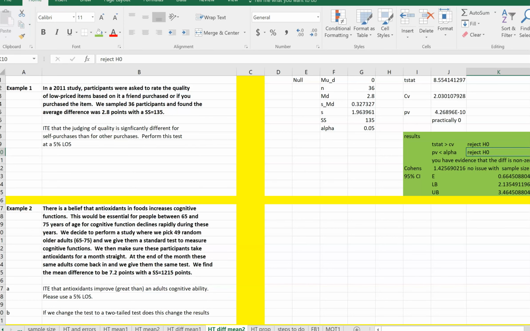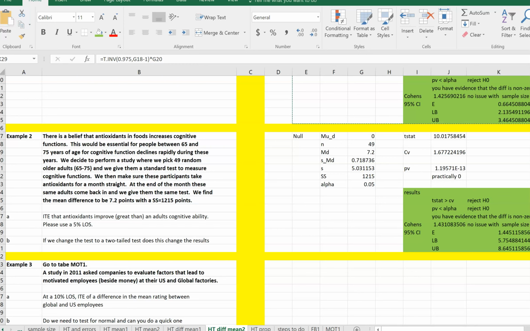Hello, everybody. So, example 2. I've already done it out over here, but I want to walk you through it quickly. So what are we looking at? The belief that antioxidants improve an adult's cognitive ability. All right, let's do a study then. Let's do a pre and post like you would do here. That's a matched pair. Same exact participant, right? Just a month later, take the same test.